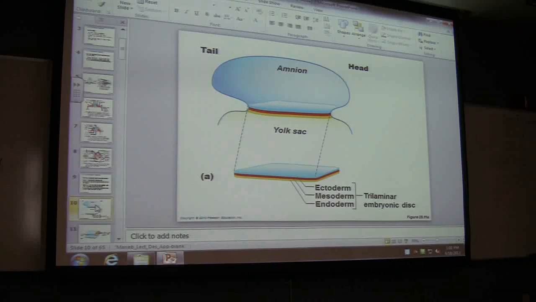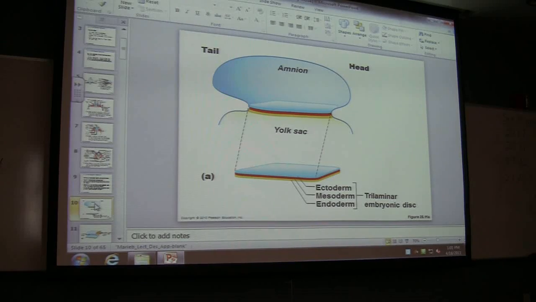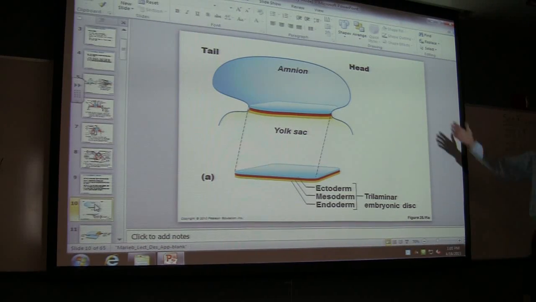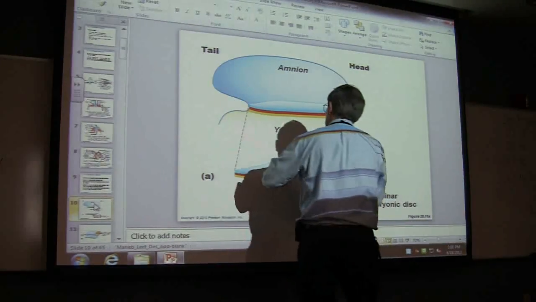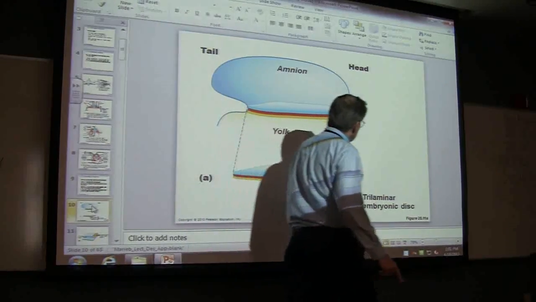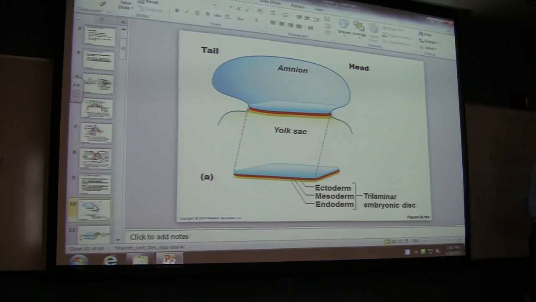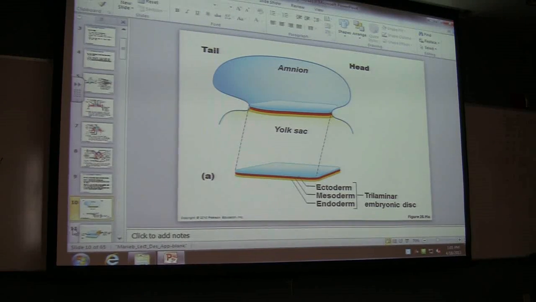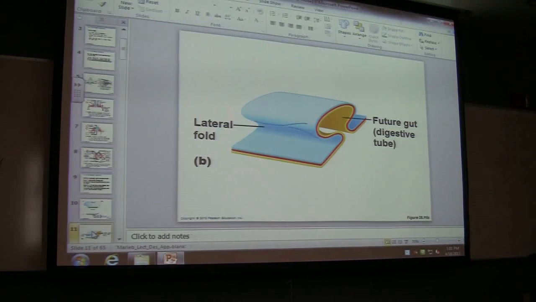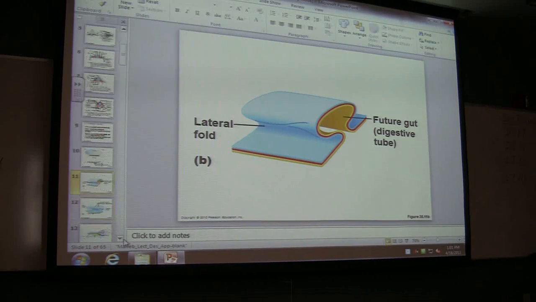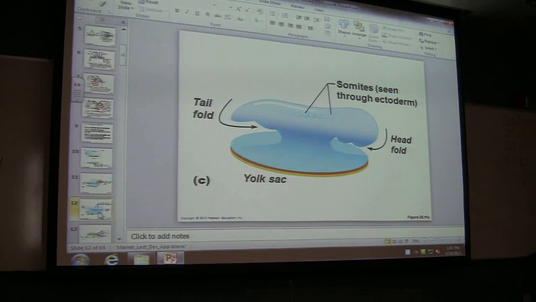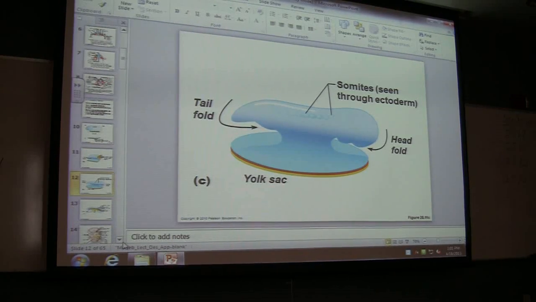Here again, we're looking at it now from a different point of view, the side. Again, you can see here's the amnion, here's the yolk sac, here's the three germ layers, ectoderm, mesoderm, endoderm. Now the embryo you're looking at from the side, the tail end and the head end. See, it folds over and forms the embryo. You can see, look at it from the side again.